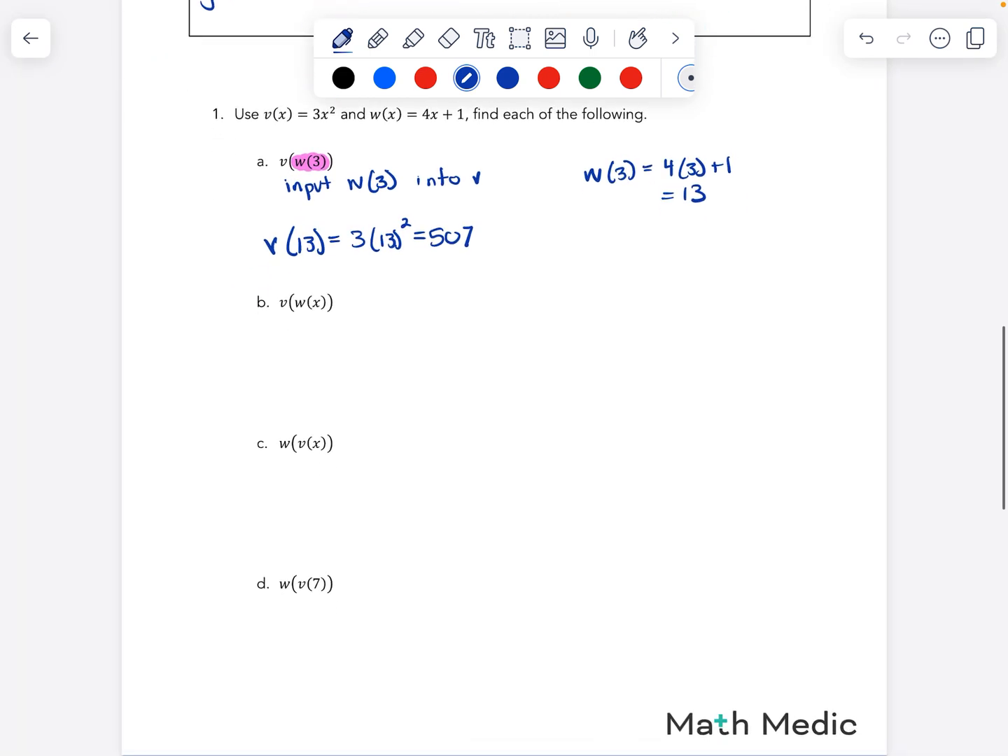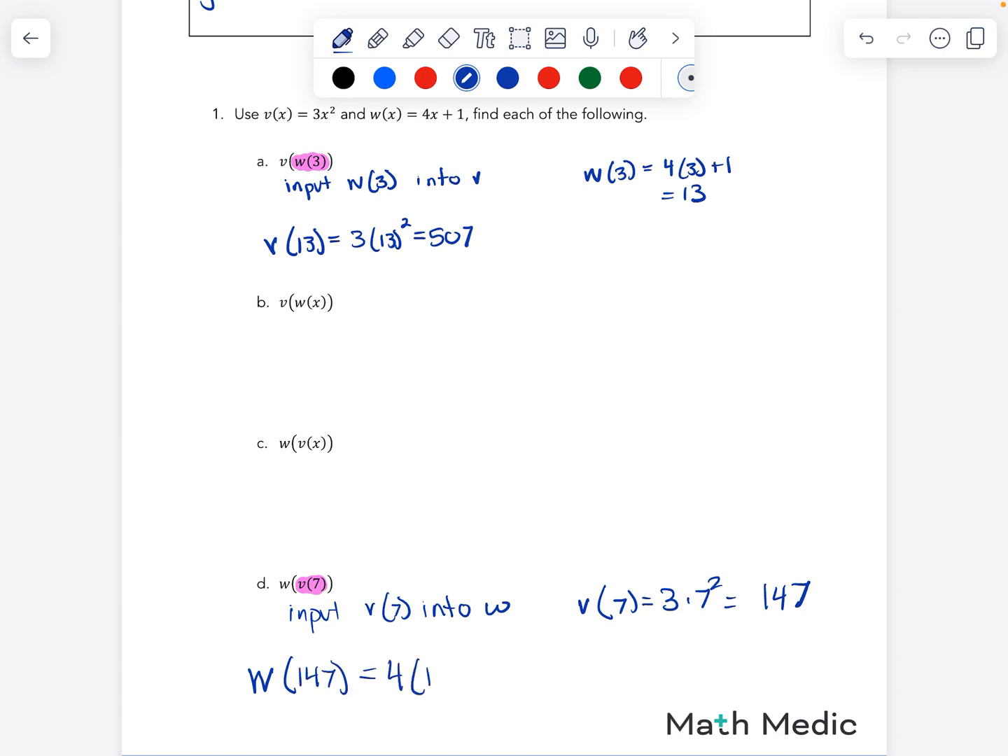And we're going to go down and do this bottom one first. So what does this mean? Input v of 7 into w. So I've got to calculate this part first. So v of 7, 3 times 7 squared, and that's 147. So this is really w of 147. So 4 times 147 plus 1 is 589.